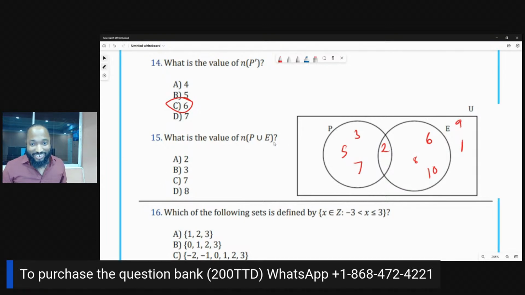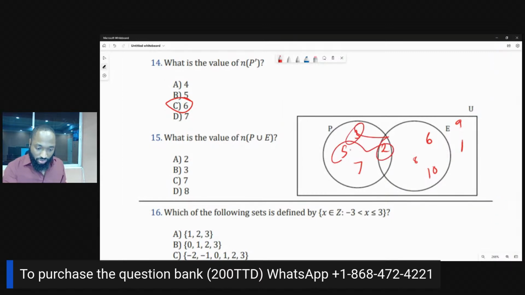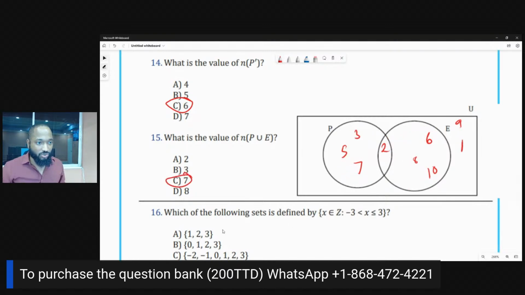What is the value of everything in P and E? So it must be in P and E at the same time. 1, 2, 3, 4, 5, 6, 7. C. So if you get C, you're good to go.